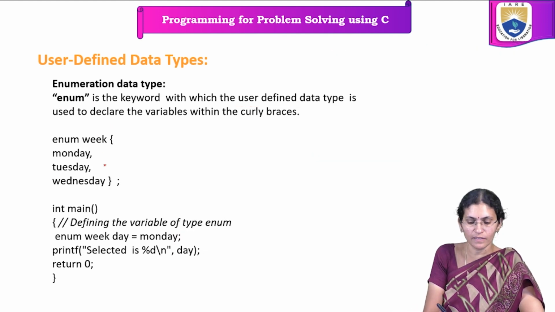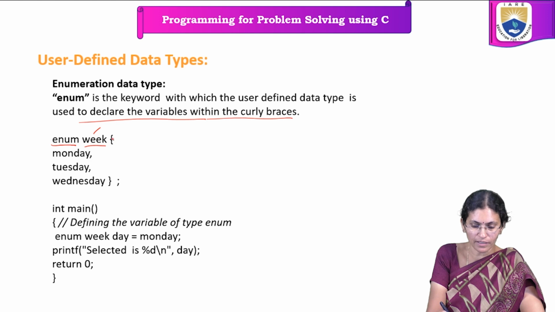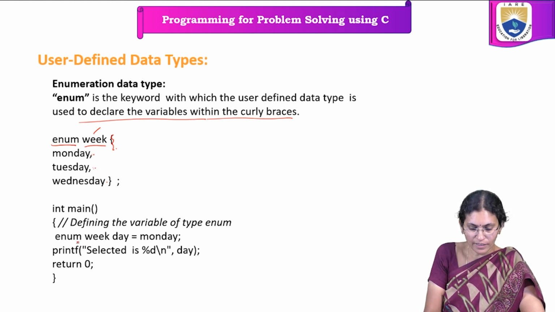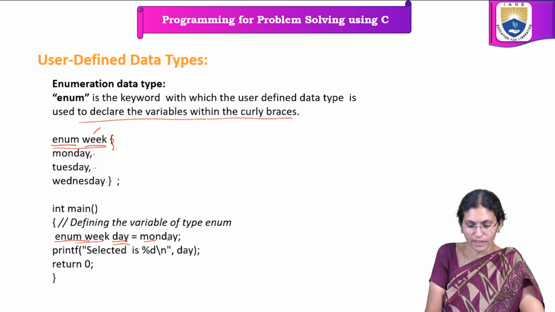One example is here. Enum is a keyword with which the user defined data type is used to declare the variables within the curly braces. Starting is enum, after that this is the identifier, then inside the curly braces we have 3 constants: Monday, Tuesday and Wednesday. Then in the int main function, we are declaring a variable for this enum week, and to that variable we are assigning the value Monday. Here no value is assigned to Monday, so by default it indicates 0.